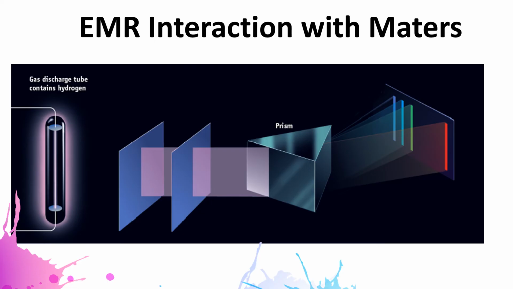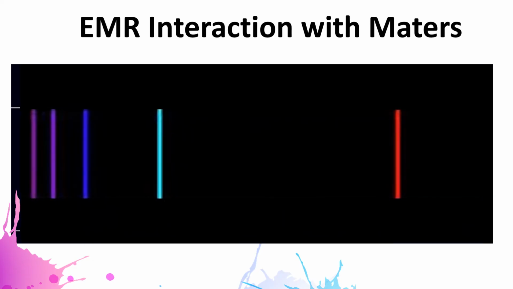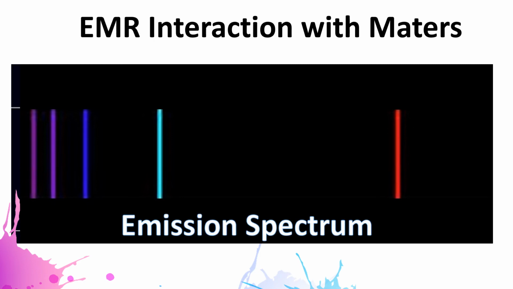Let's see the zoom view of this spectrum. That is the spectrum of hydrogen due to the emission of electromagnetic radiation by electrons coming from higher energy levels to lower energy levels. We call this spectrum the emission spectrum.